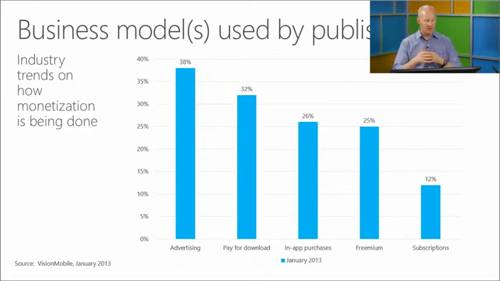And this is just a little bit of information that we shared at the last Build about industry trends on monetization. These numbers won't add up to 100% because a lot of apps will mix back and forth, like maybe ads during the freemium and then removing them later once you've purchased the app. But you can see here that advertising is by far the most popular. There's a lot of apps doing pay for download, but also a lot doing in-app purchases and freemium and subscriptions.